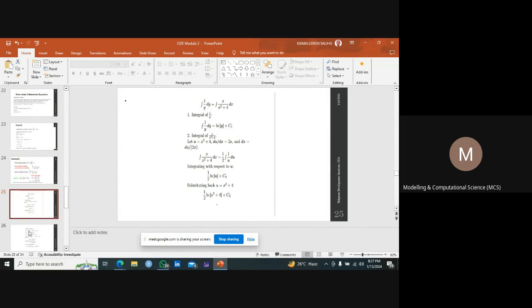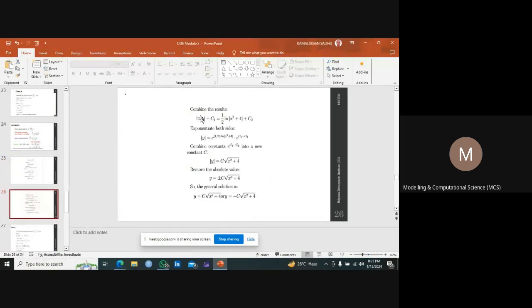So the next step, we have our ln y plus c1 on this side, then plus 1 over 2 ln of x squared plus 4, then plus c2 at the other side. So exponentiating both sides, we go away with ln, and we have only our absolute value of y equal to the exponential of the right hand side.